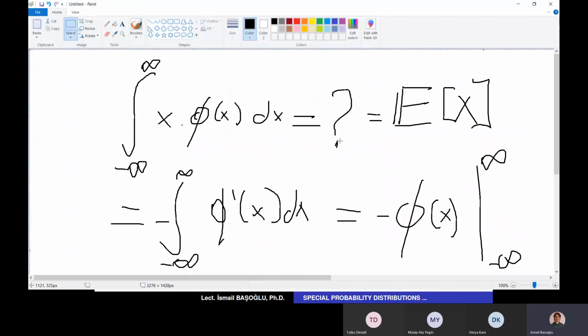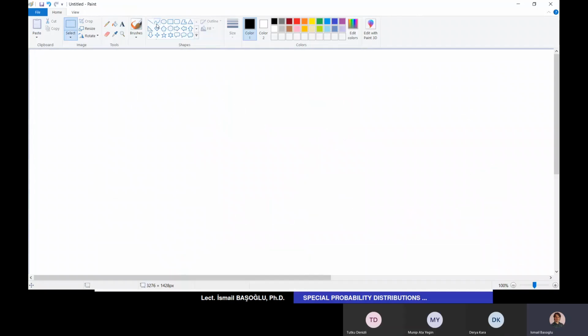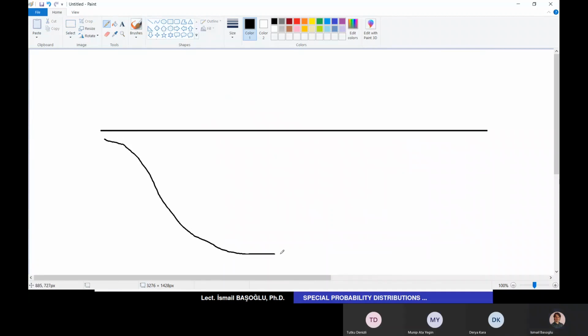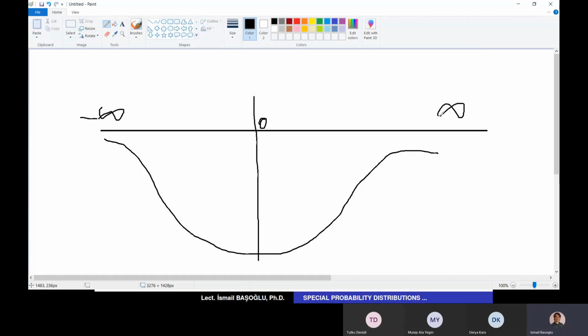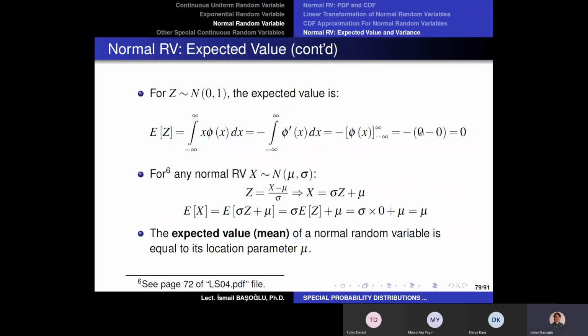Okay, so let me show you the minus phi x. So it says minus phi x function, right? So this is the real line, and the minus phi x function is this, right? It is this. This is minus phi x function. And at minus infinity and plus infinity, it is always equal to 0, right? Because of the convergence. And therefore, we have 0 minus 0, which indicates that the expected value of z is equal to 0.